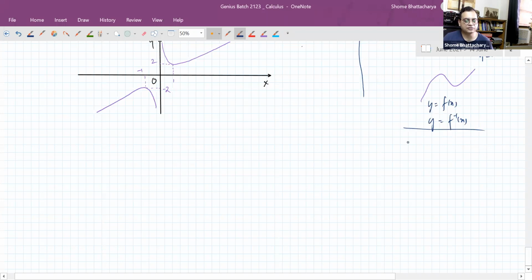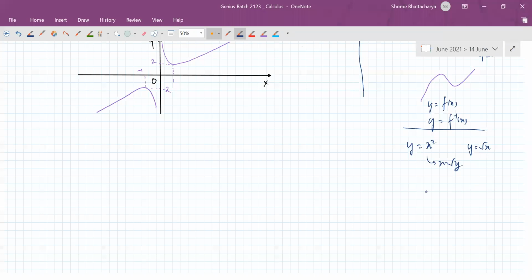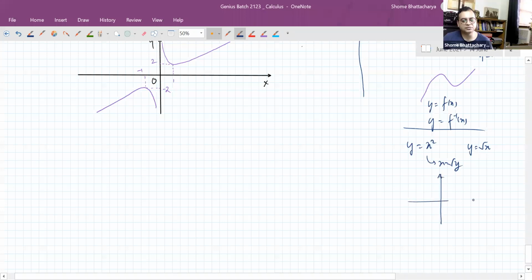So for example, we have the function y is equal to x square, and we have the function y is equal to root x. So these are inverse of each other because x is equal to root y. Yes, sir. So if we look at the graphs of these two functions, they are mirror images about the line y is equal to x. So y is equal to x square has a graph like this. Okay, y is equal to root x.